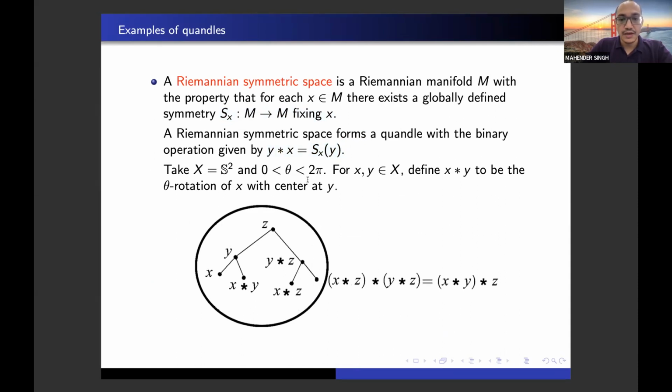Here's an illustrative example. You take the sphere and fix an angle theta between 0 and 2 pi and define x star y to be the theta rotation of x with the center at y. And one can see that it gives you a quandle structure on the sphere. You can have plenty more topological, smooth quandle structures. I'm sure they are of independent interest.